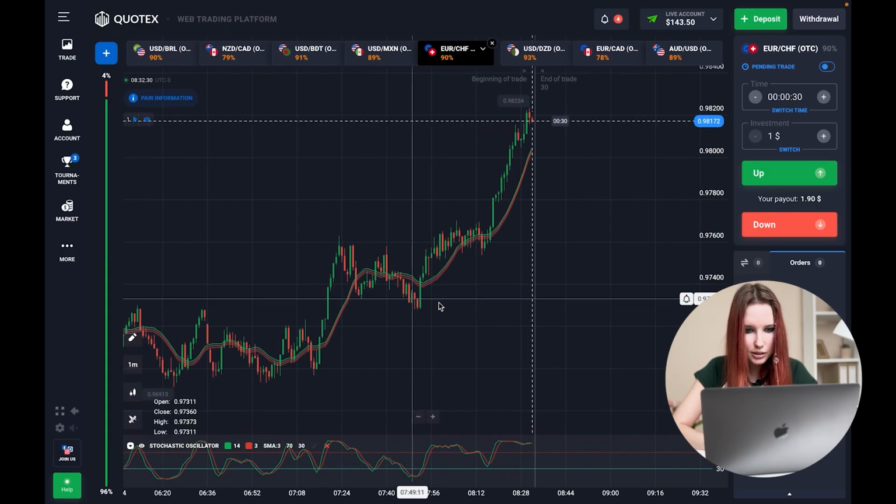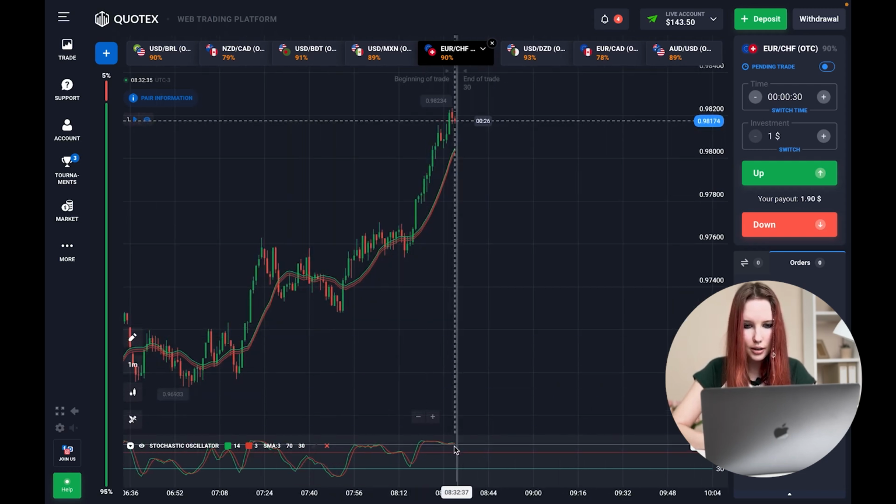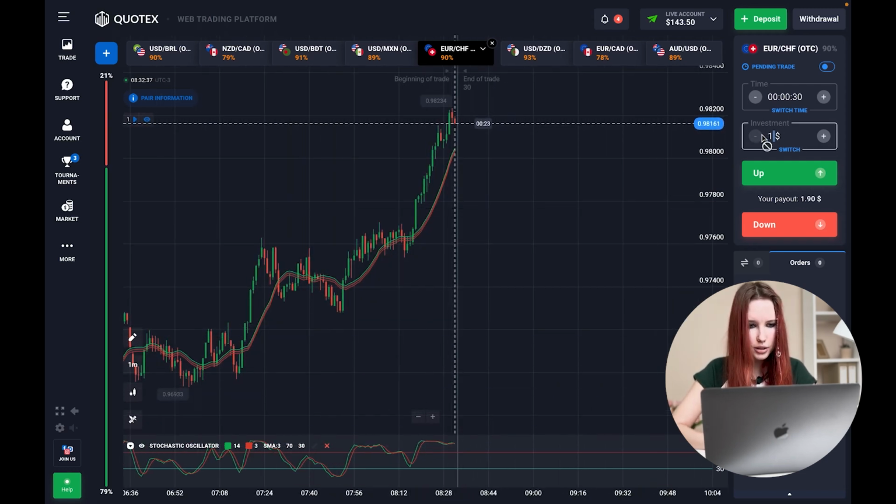Oh guys, see pretty strong bullish movement here. Alright, look, stochastic is at now what level? I think the price needs to adjust. Alright, 140, trade down, let's go.